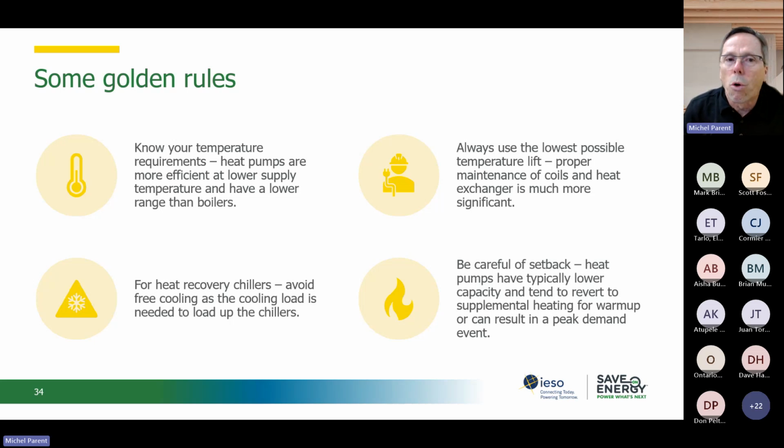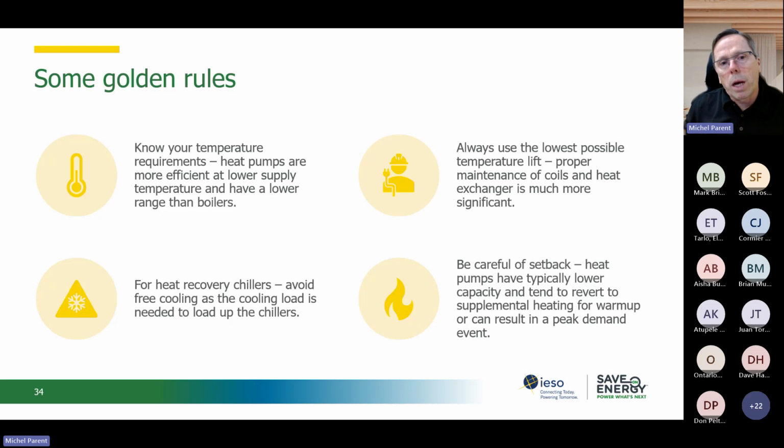It is more important than if you've got a gas boiler, because the gas boiler can provide heat at 180, and even if you're going to 185, it's not going to have a major impact. It will have some impact, but it's fairly minor on the efficiency. For a heat pump, the impact is much more important. So maintenance of the coils to reduce that lift is really important.